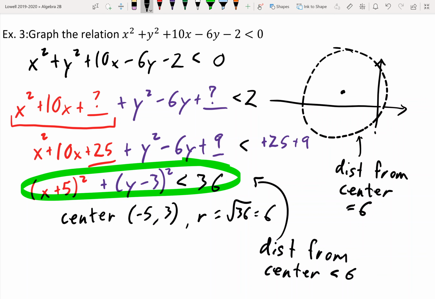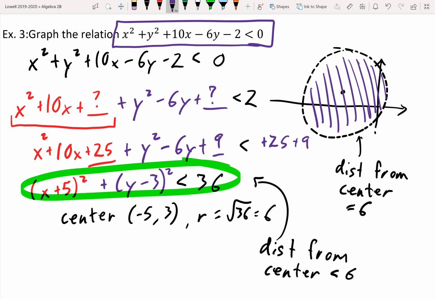Take a minute and just absorb that and accept that. And if not, then leave a comment or shoot me an email. Since the distance that we're looking for is less than 6, that would mean you don't want the actual circle, as in the border of the circle, and you don't want the outside because that would be farther than 6. So what we actually want for our actual solution would be this.